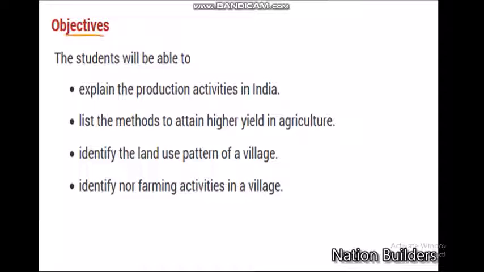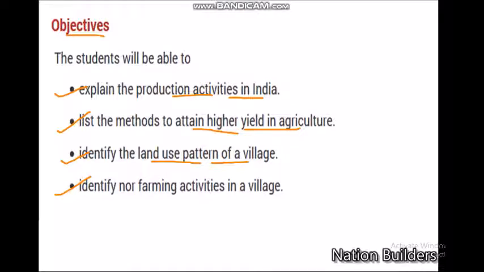Objectives. Why are we studying the chapter? Explain the production activities in India. What production activities are taking place in India, you will come to know after learning this chapter. List the methods to attain higher yield in agriculture, the ways to get more production from agriculture. You will come to know. Identify the land use pattern in villages: how land is distributed, who is using how much. That you will understand through this chapter.